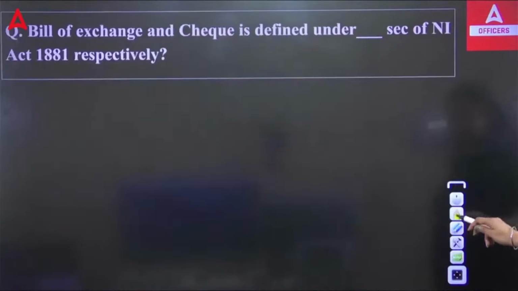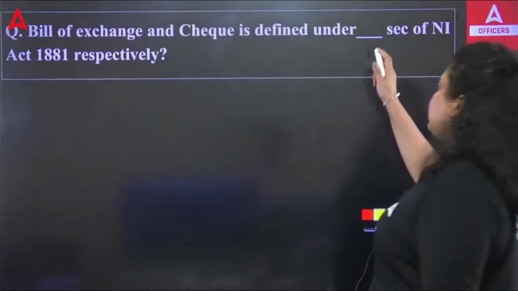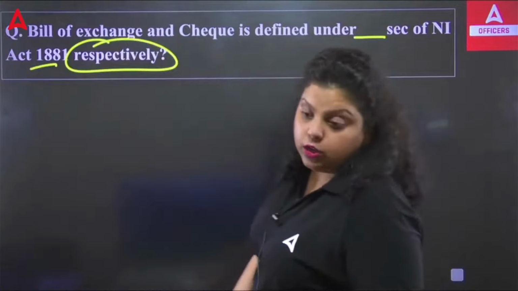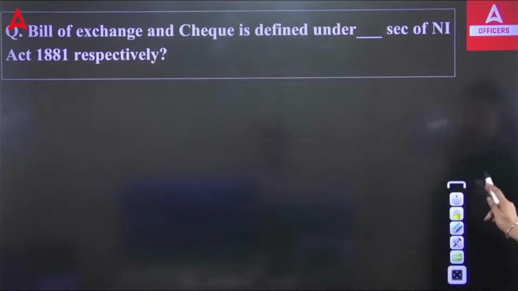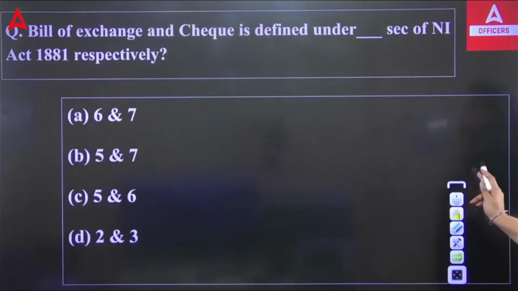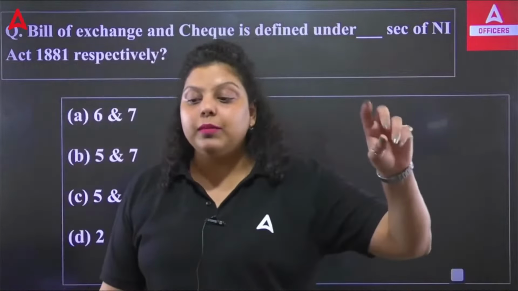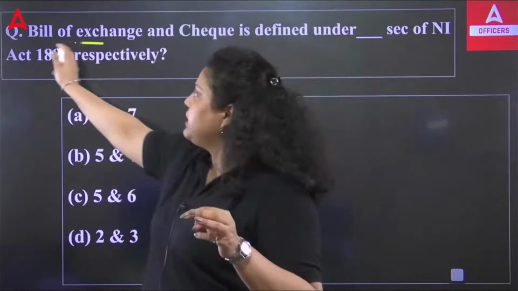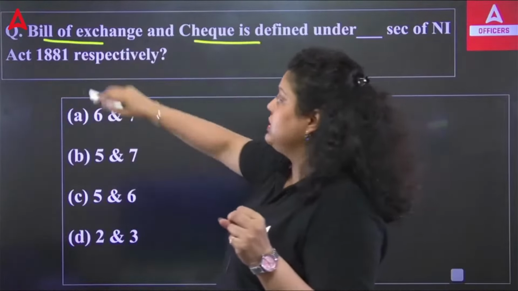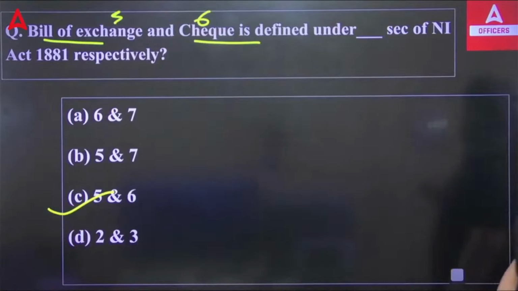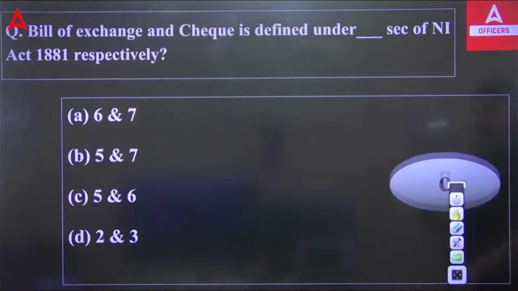Next, third question. The bill of exchange and check are defined under dash section of the Negotiable Instrument Act 1881 respectively. So which of the following are the sections of bill of exchange and check under the Negotiable Instrument Act 1881? I have told you that there are three negotiable instruments defined under Section 13 of the Negotiable Instrument Act: promissory note, bill of exchange, and check. Out of that, we are asking bill of exchange and check are defined under which sections? Section 5 and Section 6. So the right answer will be your C option. Section 5 defines the bill of exchange and Section 6 defines the check.